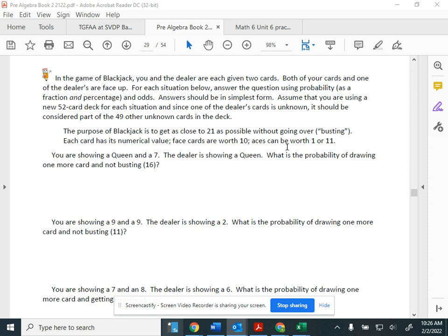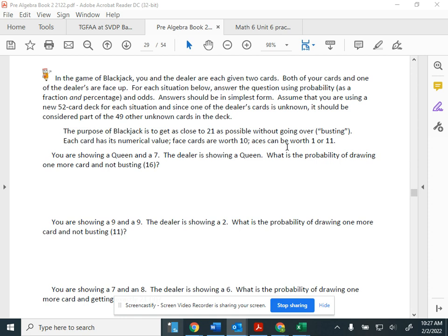So that's how we get 21 with 2 cards. You can have a face card and an ace. Face card's worth 10. That ace is worth 11, so that would be 21. So if you had a 4 and an ace, you could say that's 5 or 16.